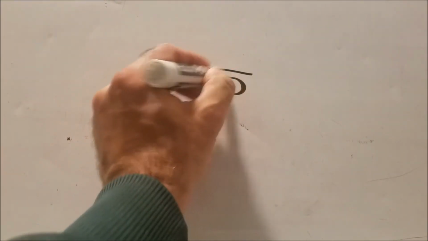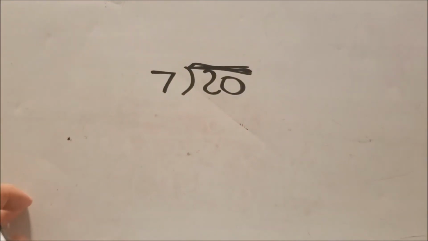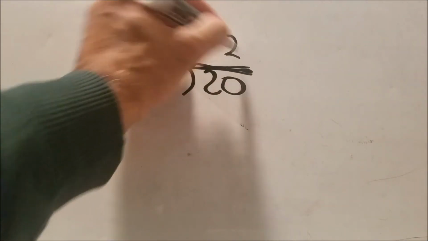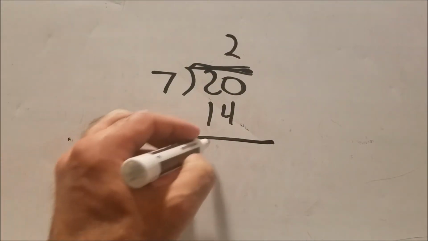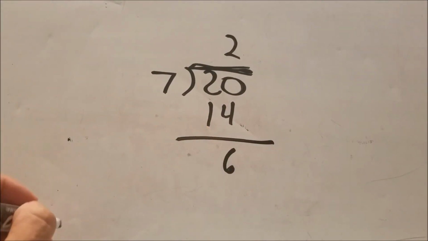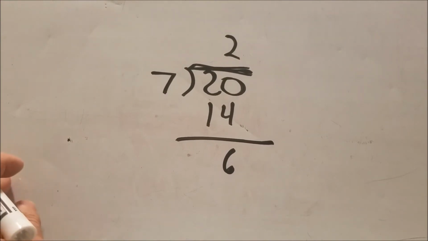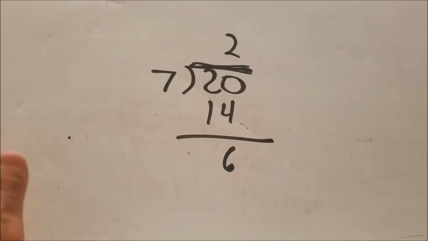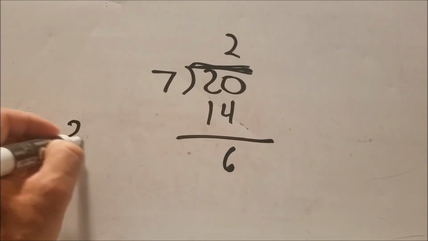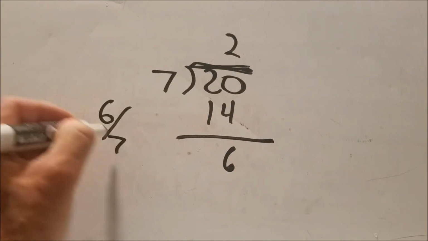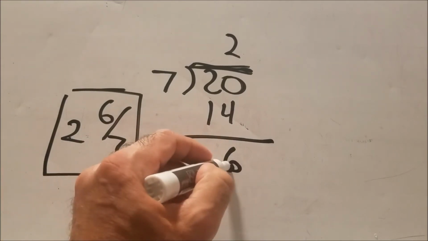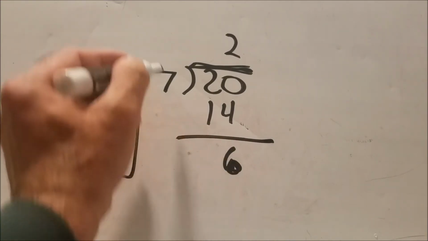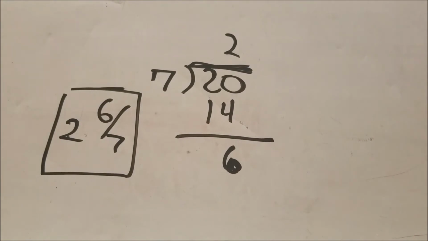Let's say we had 7 into 20. It's a simple division problem like that. Well, we know if we didn't do the decimals, we'll have a remainder, right? We'll have a remainder of 6. So the answer is 2 remainder 6 if we didn't use decimals, or the answer is 2 and 6/7. So we took the remainder and put it as the numerator.